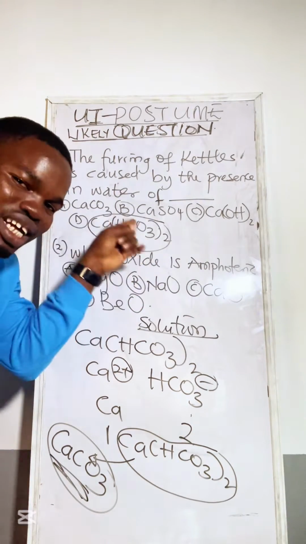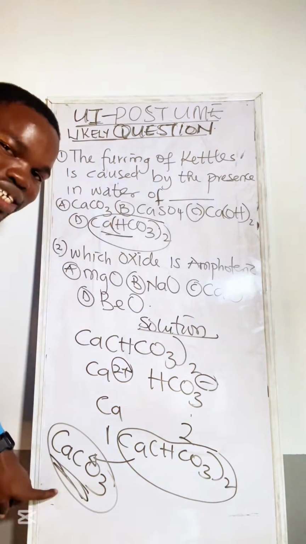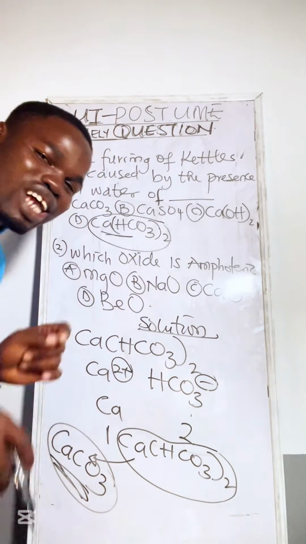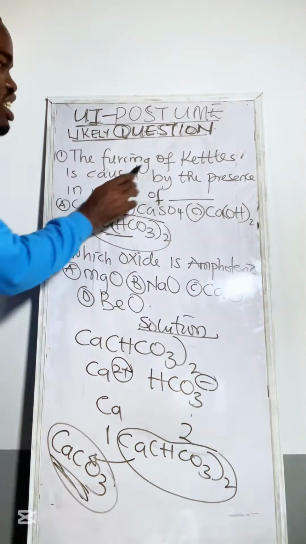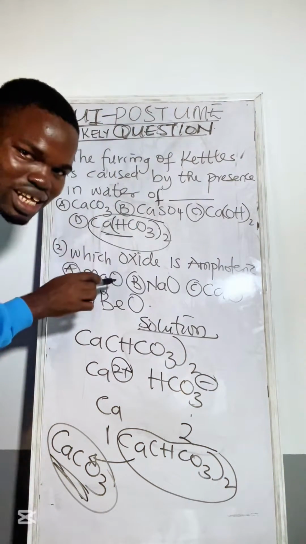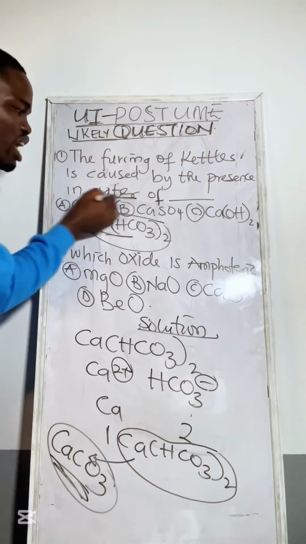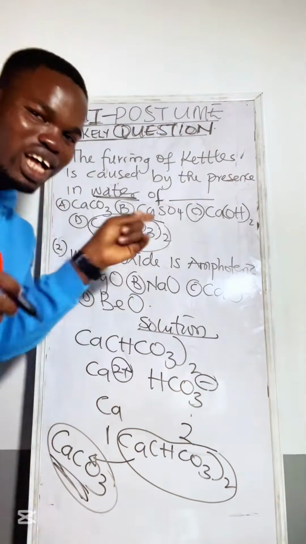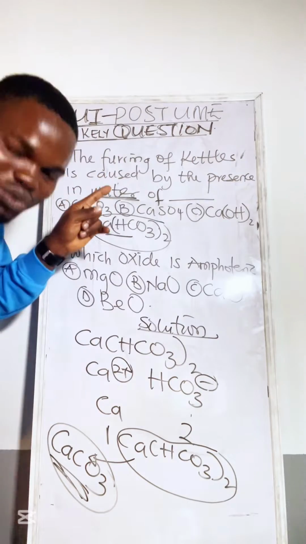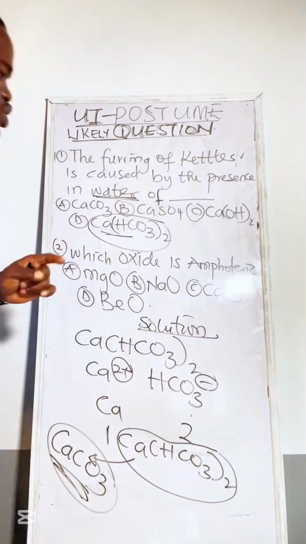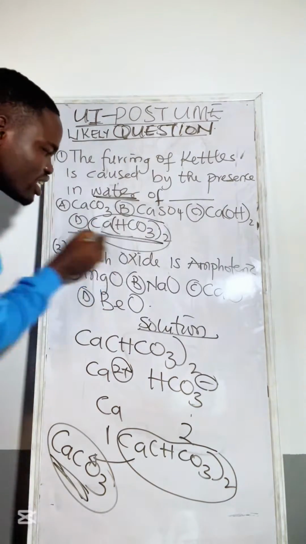But the way they framed this question, this is not the answer. But this is what's causing that fur. Look at this. They said the fur of kettles is caused by the presence in water. It is what is in water that caused the product that is now causing the fur. Do you understand? So this is different from JAMB. So look at it. It's because of this one, so this is the answer.